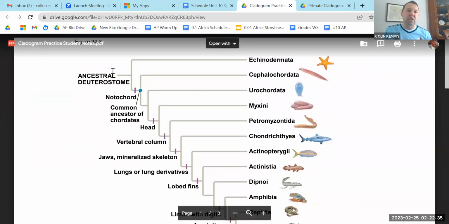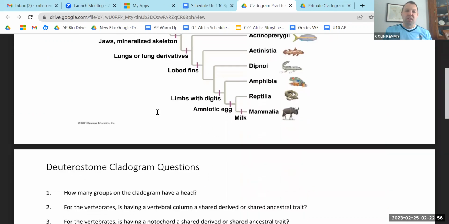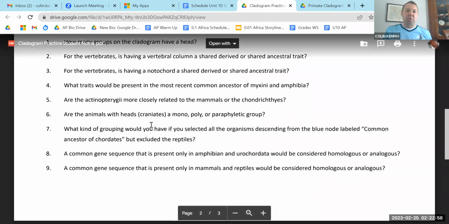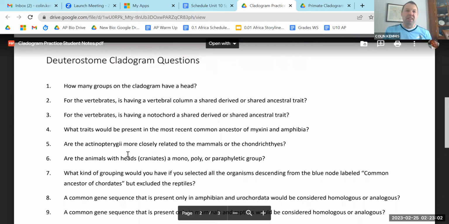This would be the most ancient ancestor, the most common ancestor for all of them. And this blue dot here is the common ancestor for everything with a backbone, or at least a notochord. The first chordates didn't have hard skeletons yet. So you can look at that and work on your groups and your words and your traits. It's kind of fun.